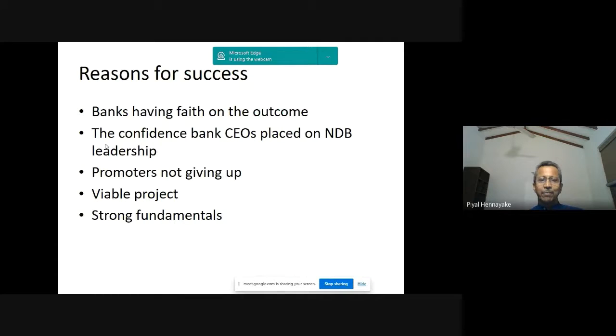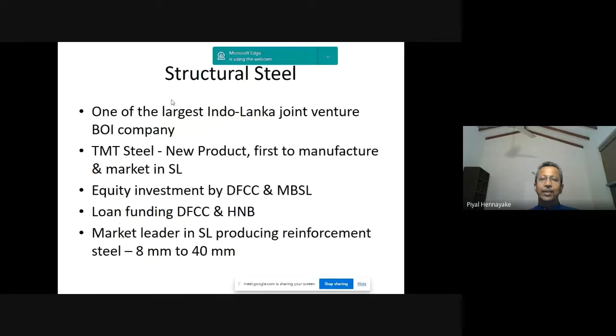Promoters did not give up. It was a viable project, only this technical problem, and there were strong fundamentals. Then a structural steel company, one of the largest Indulanka joint ventures, a BOA company. It had a new technology called TMT steel, new product, and first to manufacture in Sri Lanka. And there was, those days, DFCC merchant bank, they invest in equity. So they invested in equity and loan funding by DFCC and HNB.